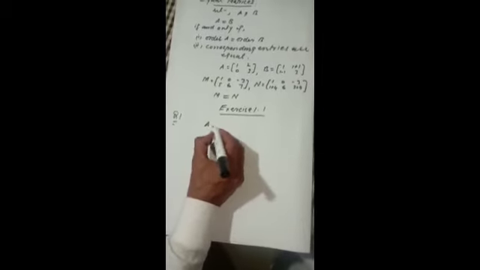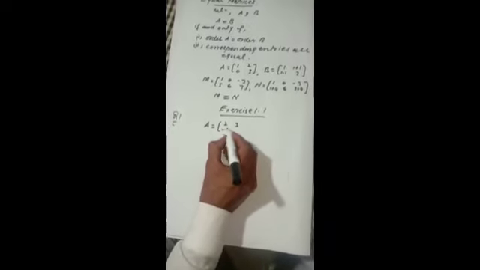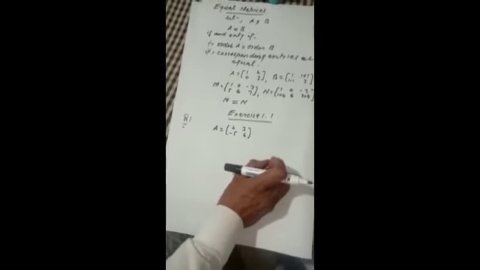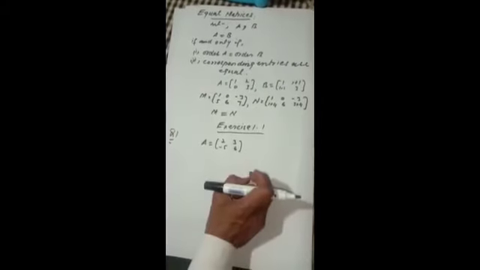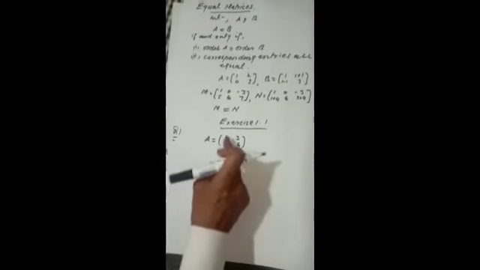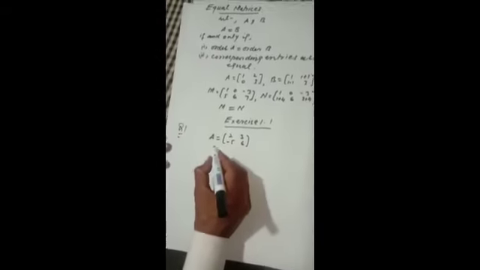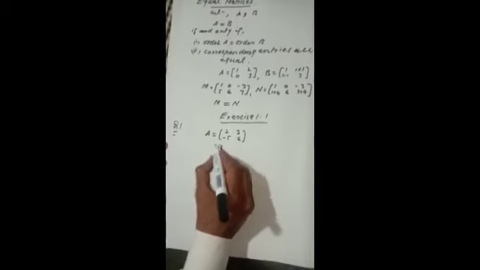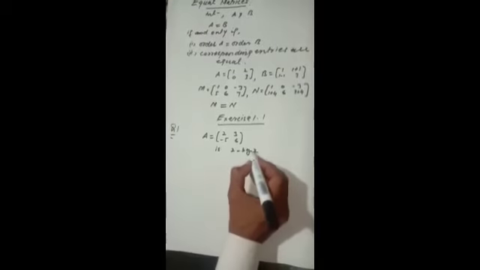Here A is given as 2, 3, -5, 6. As we have learnt, the order of a matrix is equal to m by n, where m means the number of rows and n means the number of columns. So the order of matrix A is 2 by 2.